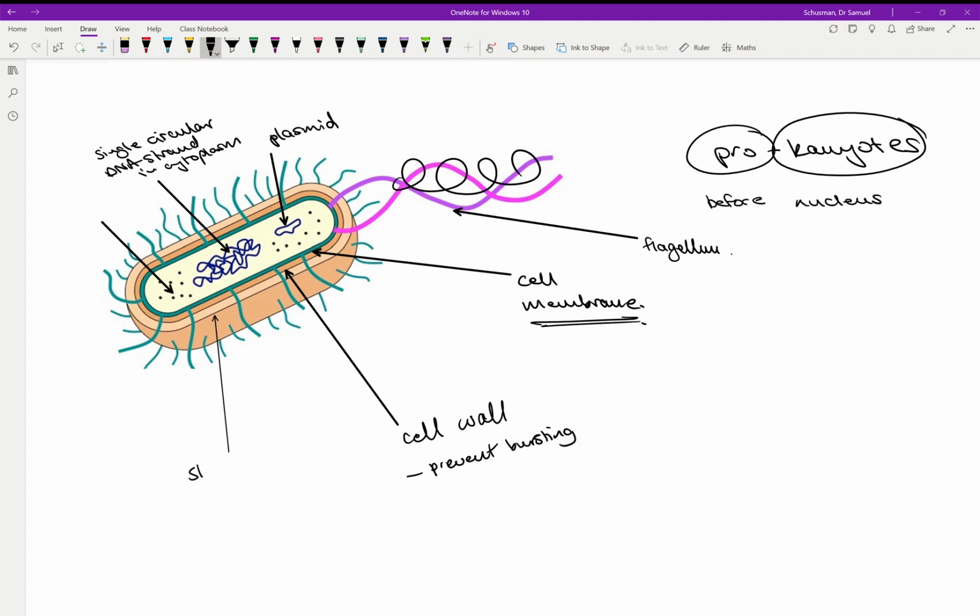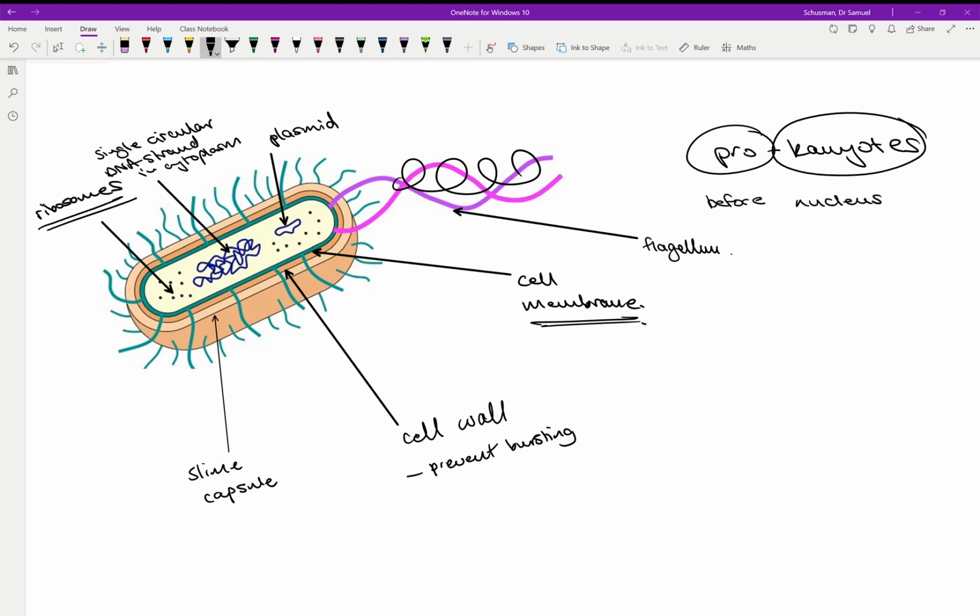They also have this slime capsule, whose role is a little bit vague, but it actually helps the bacterium avoid the immune system. And equally, they make proteins as well, so they have ribosomes.